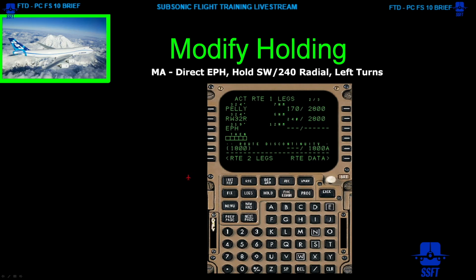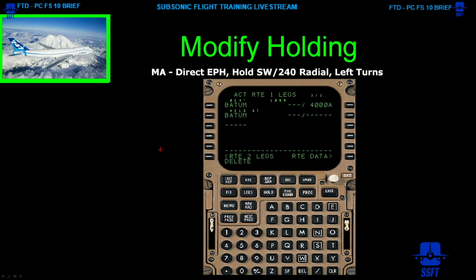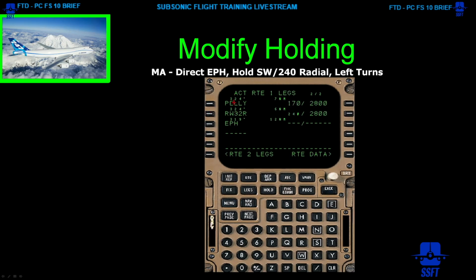And then we can go to page 2, or in this case page 3 it looks like. And we can delete Batum. And then when you delete Batum, that's going to also take out the hold at Batum. So by deleting Batum, we'll have to execute that, and then once we execute that, you'd be left with Peli, runway 32 right, and Ephrata.